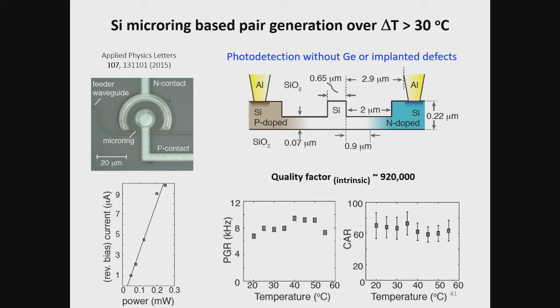So you basically have to design this PN junction so that it's an active microring with a Q that's close to 1 million. And then you can actually use this PN junction readout.